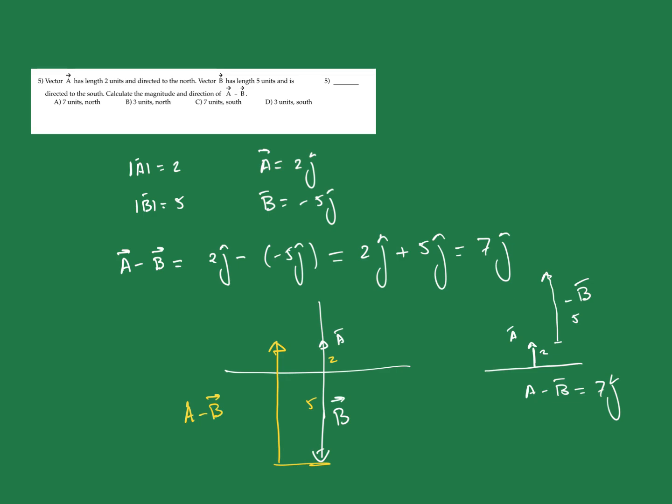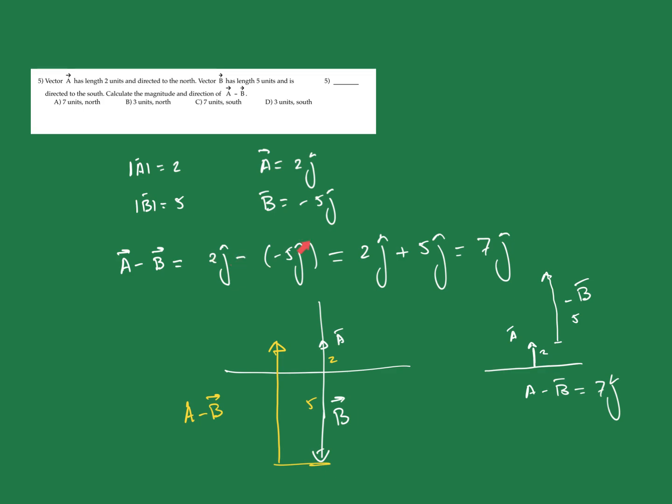This problem says I have two vectors. One vector has 2 units and is directed to the north, so it's in the j direction. So the vector A, the first vector, has magnitude 2 and is in the north, in the j direction, going up. The second vector has 5 units and is directed to the south, so it's in the j direction, but to the south it is minus 5j. Calculate the magnitude of A minus V. A minus V is the vector A minus the vector V. The vector A is 2j. The vector V is minus 5j.